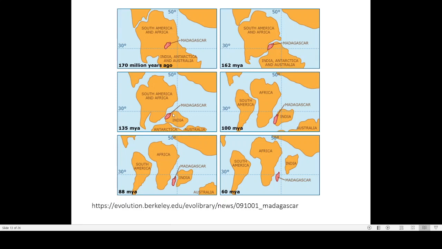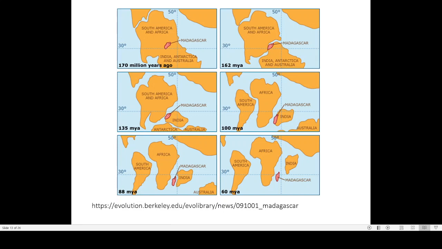Now, 135 million years ago, Madagascar was still united with India. Even 100 million years ago, Madagascar was still united with India. India and Madagascar were moving like an island. Then the separation between India and Madagascar took place around 88 million years ago.